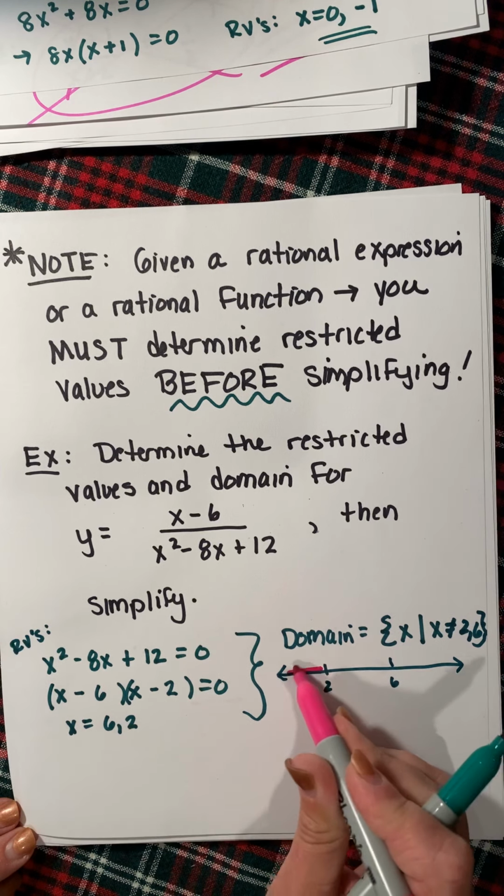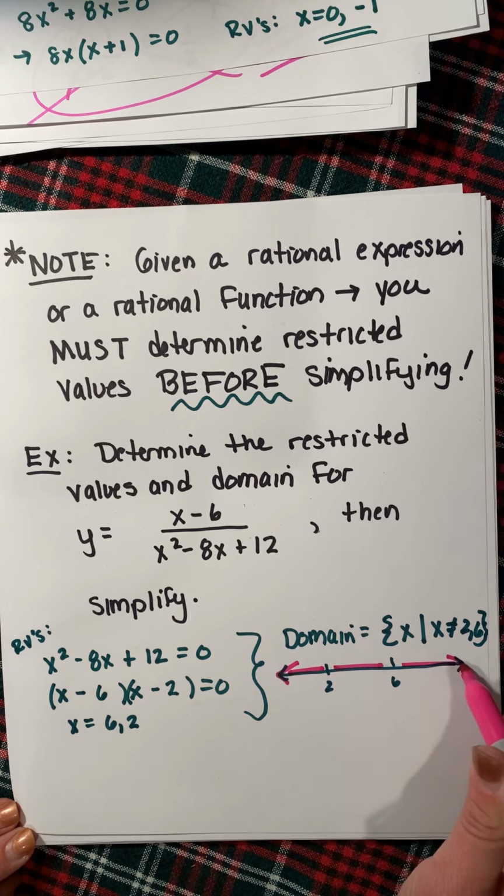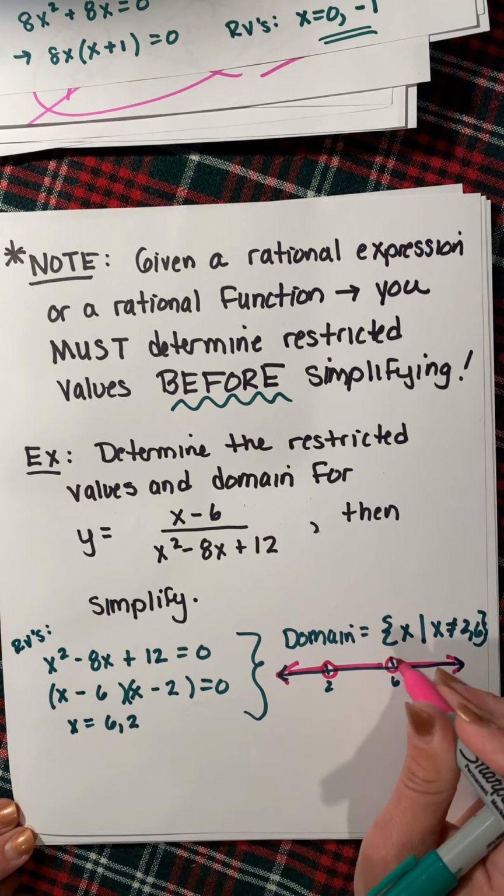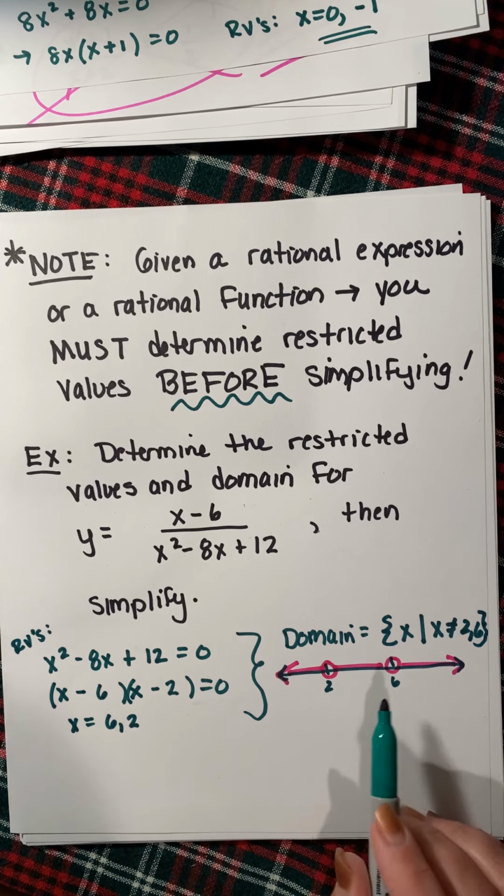It's everything to the left of 2, everything between 2 and 6, and everything to the right of 6. We can't use 2 and we can't use 6, so we indicate that with open circles.